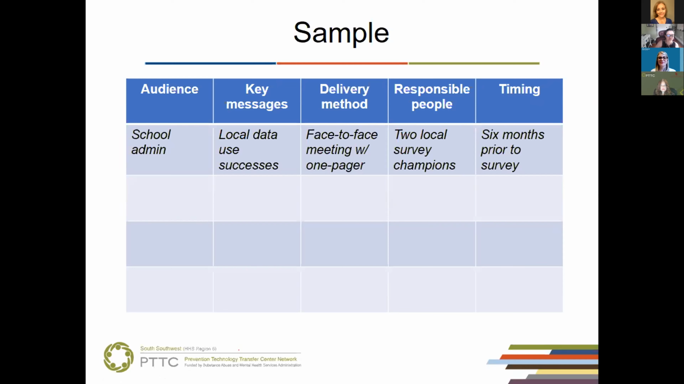Who would be responsible for this? Maybe identifying a couple of local survey champions who can both communicate with that school administration, each from a unique perspective and each sharing the different ways that they rely on the data. And timing, locally, you're going to want to get into the nuts and bolts of saying, we want to do this by January 15th of 2022. But for the purposes of this general conversation, just thinking about, again, working backwards from when the survey would be implemented.